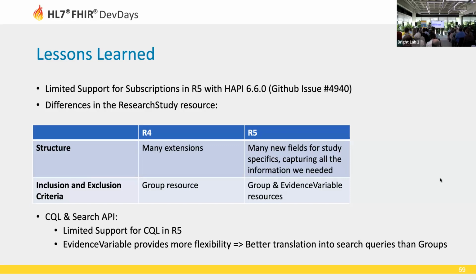And we had the learning for the inclusion and exclusion criteria specifically. R5 offers more opportunities, more flexibility in designing search queries for clinical trials using the evidence variable. The evidence variable changes provide greater flexibility, as said. And it is really exciting to see that there's a current rollout question in FHIR, which might lead to further adoption of the evidence variable. In conclusion, we took away valuable insights from our experience and eagerly anticipate the continuing evolution of the FHIR specification. Thank you.